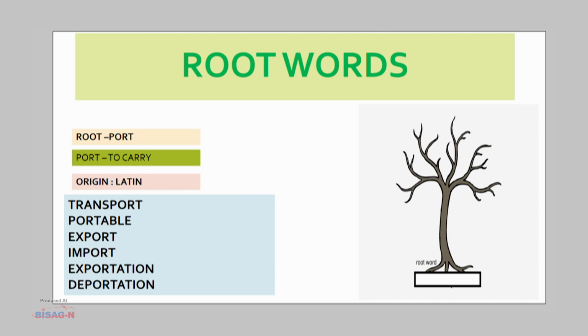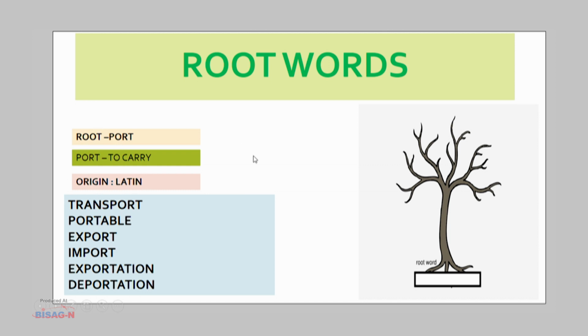Let us understand. So, I have taken here one example. Root word is port. P-O-R-T. You can say the root word is port. Right? Now, what is the meaning of port? Port means to carry. If you carry something, then that is known as port. And this word is of Latin origin.